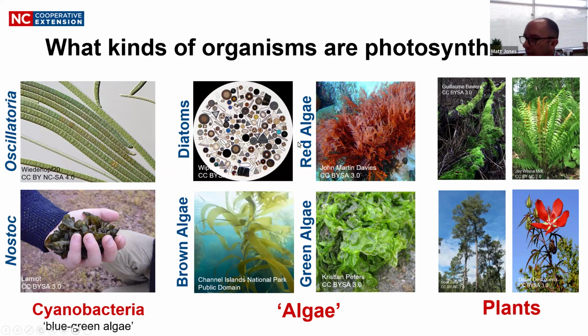And examples of algal-like non-plants, but still photosynthetic, include things like diatoms. These are single-celled organisms that can photosynthesize, but they have glass cell walls. Really cool. Check out diatoms.